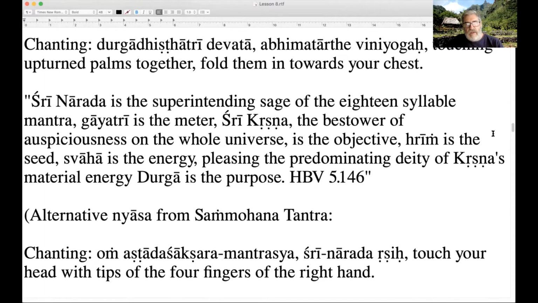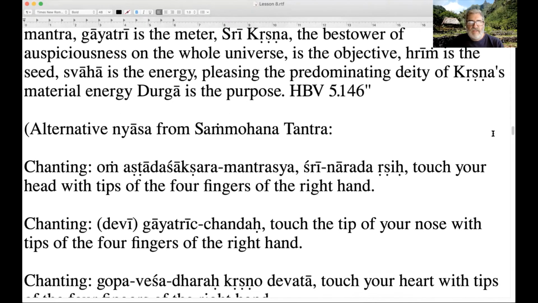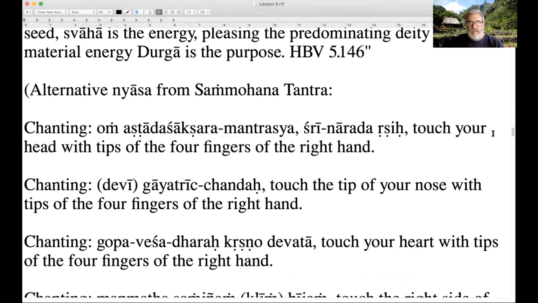Gayatri is the meter. Sri Krishna, the bestower of auspiciousness on the whole universe, is the objective, right, or the devata. Hrim is the seed or the bijam, right? Swaha is the energy or shaktihi, right? Pleasing the predominating deity of Krishna's material energy, Durga, is the purpose, right? And that is the translation of Hari Bhakti Vilasa 5.146.